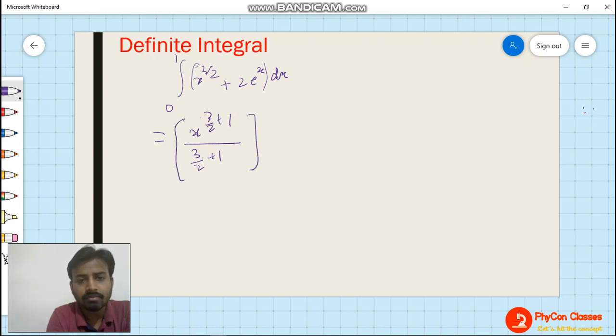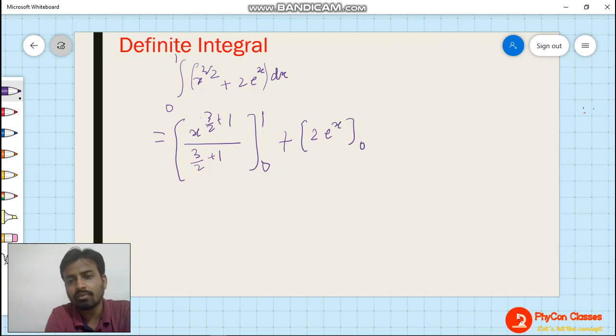So this, and the limit will be from 0 to 1, plus 2 e to the power x. Integration is e to the power x only, so 2 e to the power x, and the limit from 0 to 1. Clear? Now what? 3 by 2 plus 1 is, this 2 will be common, then 3 plus 2, that is 5 by 2. Right? How to solve this?